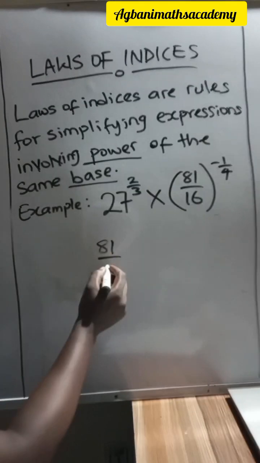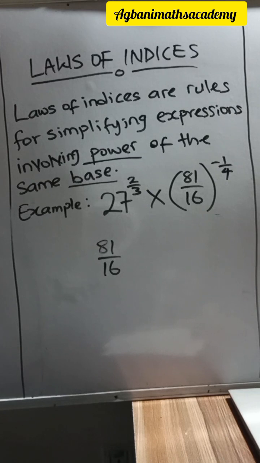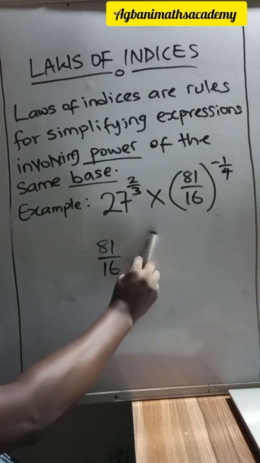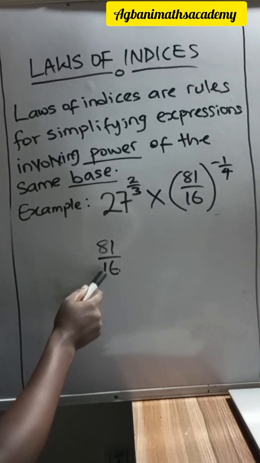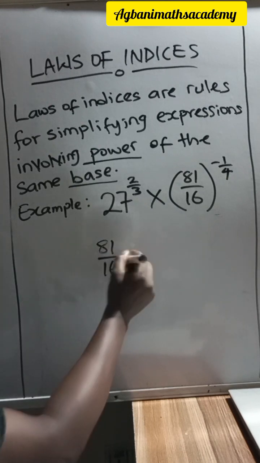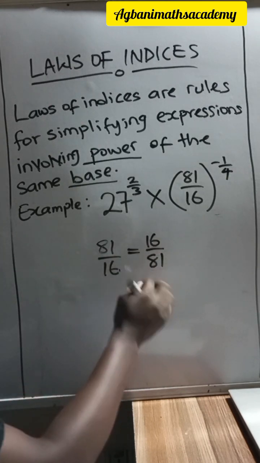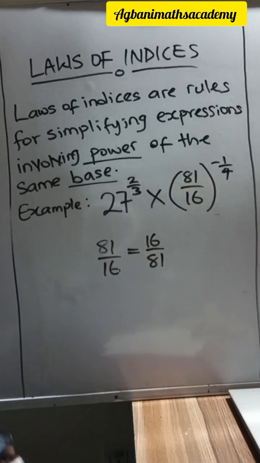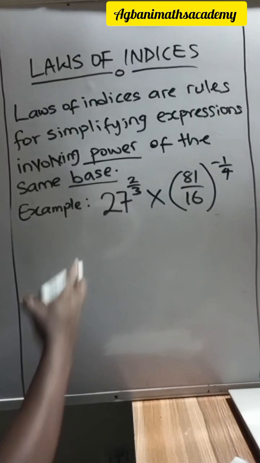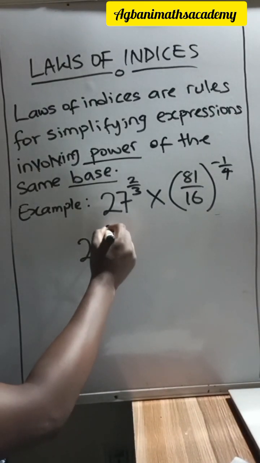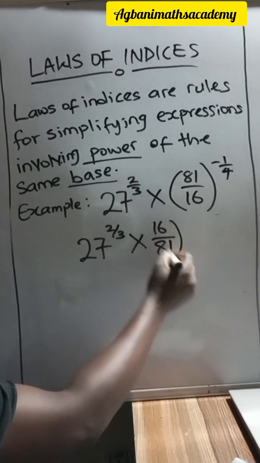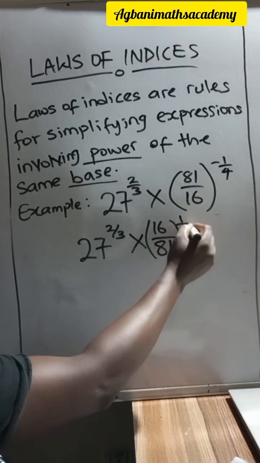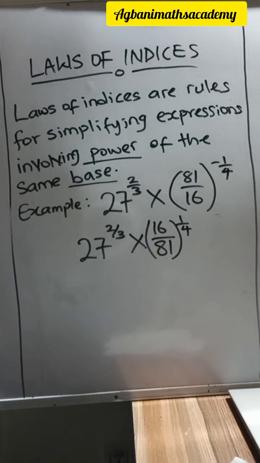Sorry, the base here is 81 all over 16. This means the inverse of that is simply we flip this upside down. What is in the numerator comes to the denominator, and what is at the denominator comes to the numerator. So this will be 16 all over 81. Once you write it this way, the negative is eliminated. Okay, so let's write. This will give us 27 raised to the power 2 all over 3, multiplied by 16 all over 81, to the power of 1 all over 4.